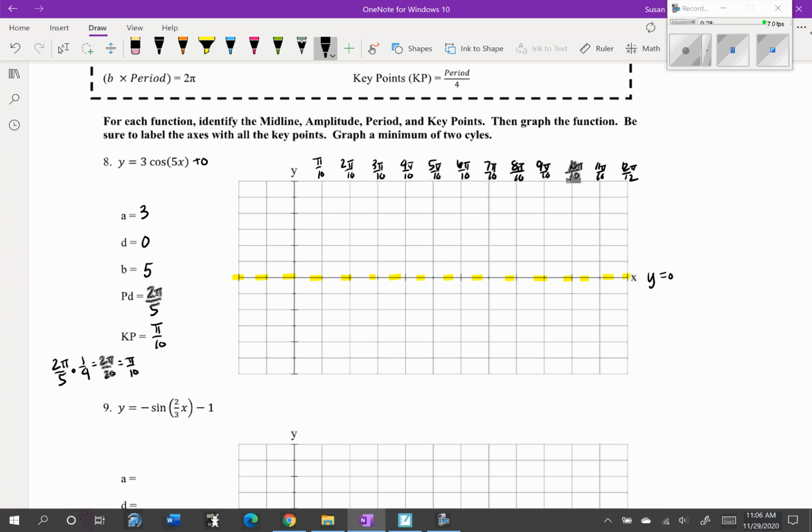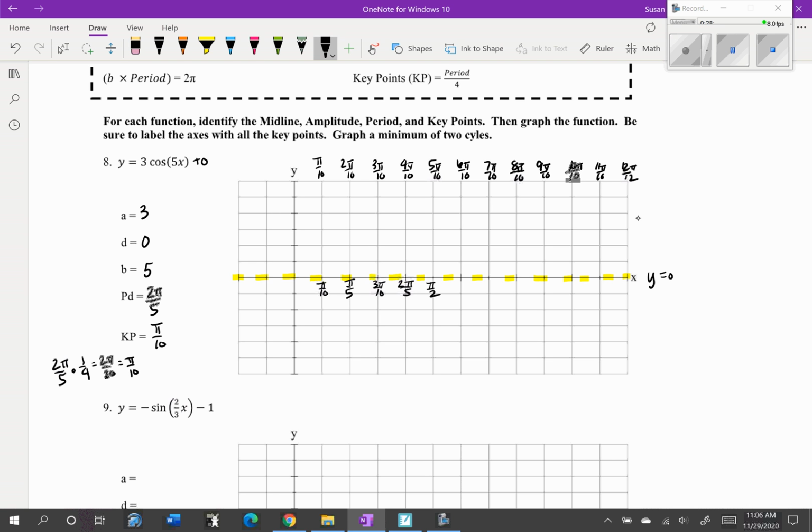And then we're going to reduce. So pi over 10 doesn't reduce. The next one does, to pi over 5. And then 3 pi over 10 doesn't reduce. 4 pi over 10 becomes 2 pi over 5. And then we have 5 pi over 10, which reduces into pi over 2.